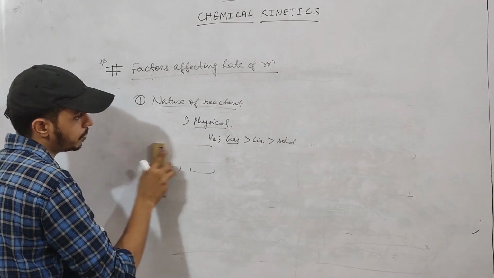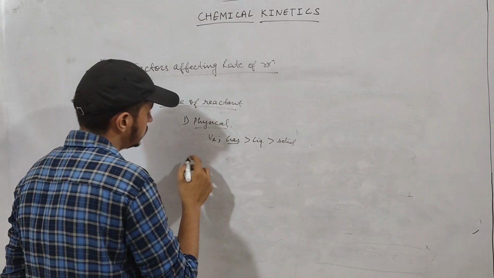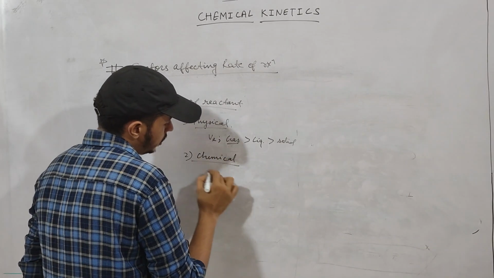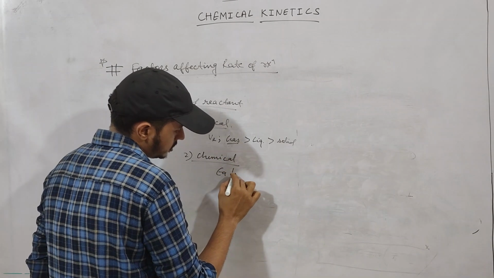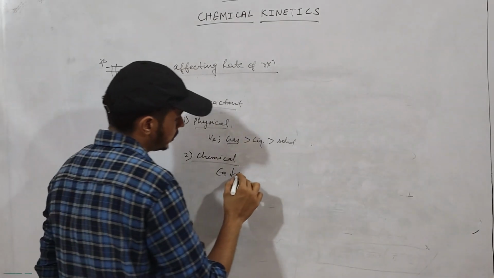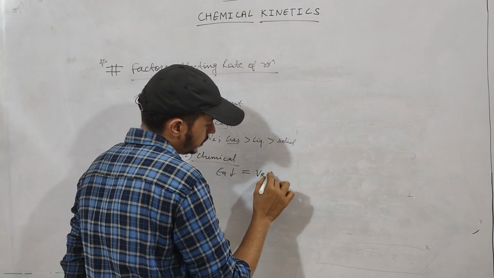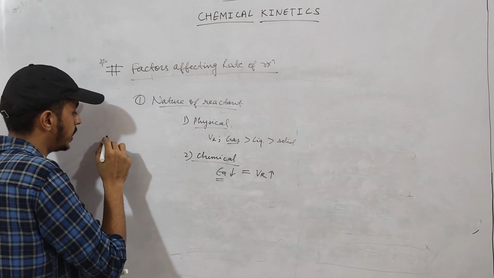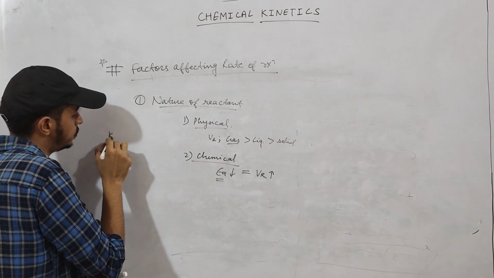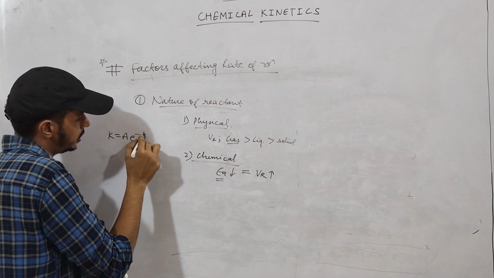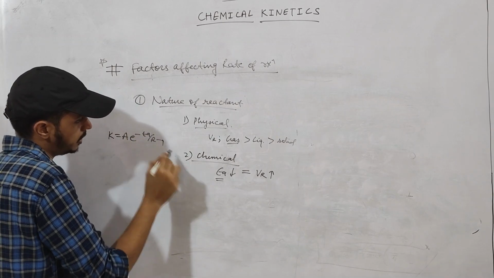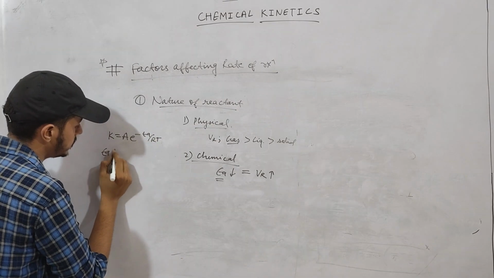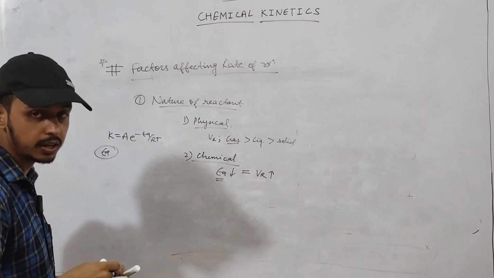So these are physical properties for the rate of reaction. And for chemical properties, when the activation energy decreases, the rate of reaction increases. So what is activation energy? We derived it from the Arrhenius equation, k = Ae^(-Ea/RT). Ea is the activation energy. So what is activation energy, which is represented by Ea?